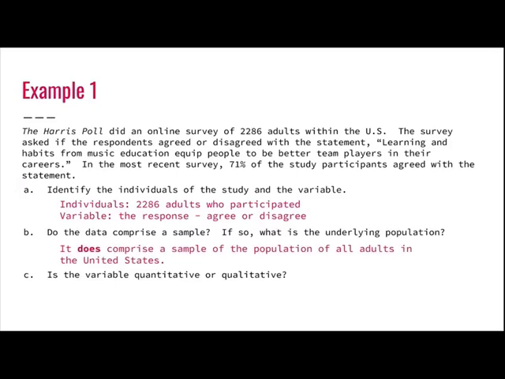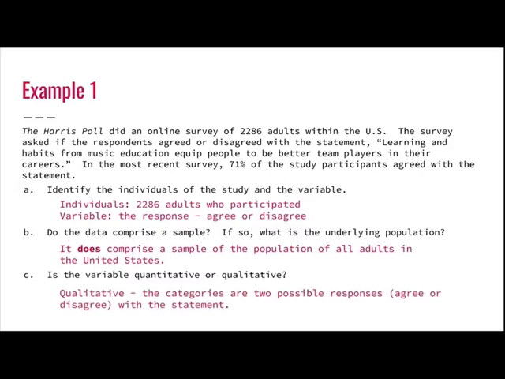Is the variable quantitative or qualitative? Is it something that we can measure by numbers, or is it something that can be categorized? It's qualitative because the categories are the two possible responses.